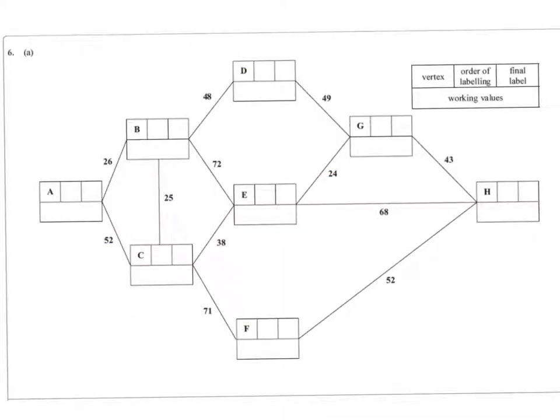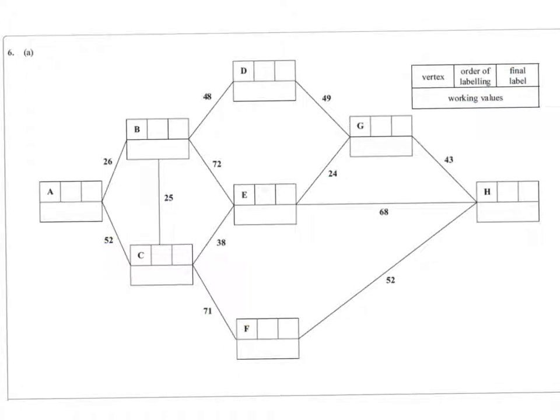Now in the exam you get a diagram that looks a bit like this. It's basically the same network with the same letters and the same numbers between them, but we can show our working for each town, each vertex, in these boxes. And there's a key here: vertex, so the top left hand corner tells you the letter A, B, C, D, etc., order of labelling, final label and working value, and this will become clear as we work through this example.